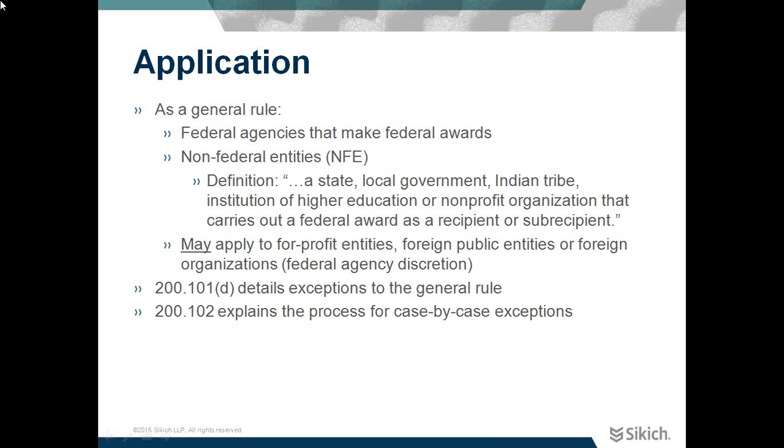Section 200.101 gives you some exceptions to the rule. There are some organizations that it may not apply to, as I noted right above. There are certain circumstances we're seeing now where some of these rules apply to for-profit entities. There are a lot of for-profit entities that carry out federal awards now, but these rules will apply to them as well.